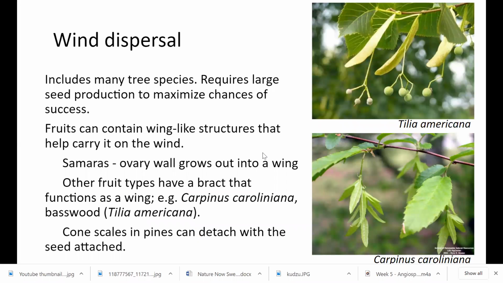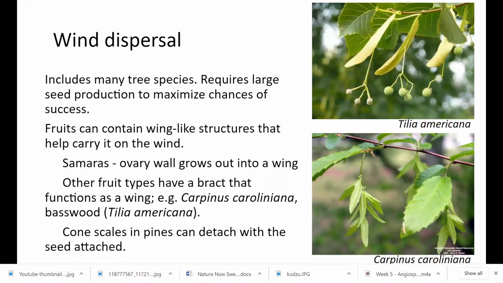And then we have wind dispersal. We talked about wind pollination and how that's really common in trees, but wind dispersal of fruits is also common in tree species. So this is a common dispersal mechanism if you have lots of large or many seeds, and they're often small, and that helps maximize their chances of success. So a lot of these fruits have this idea of convergent evolution, where the fruits have some sort of wing-like structure that helps them move.